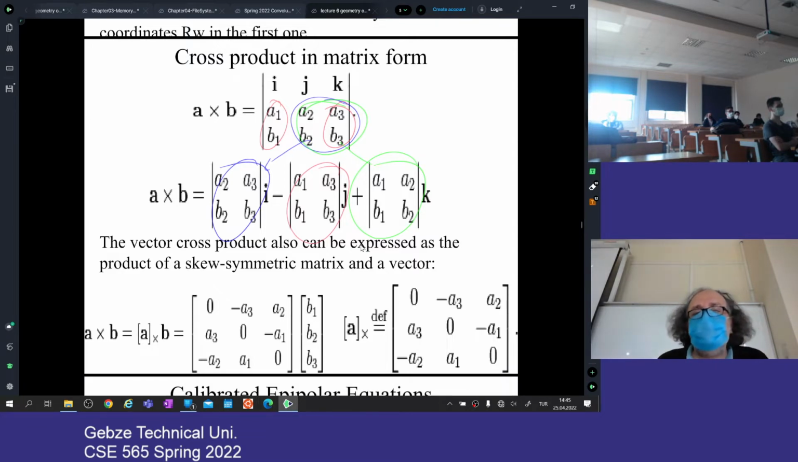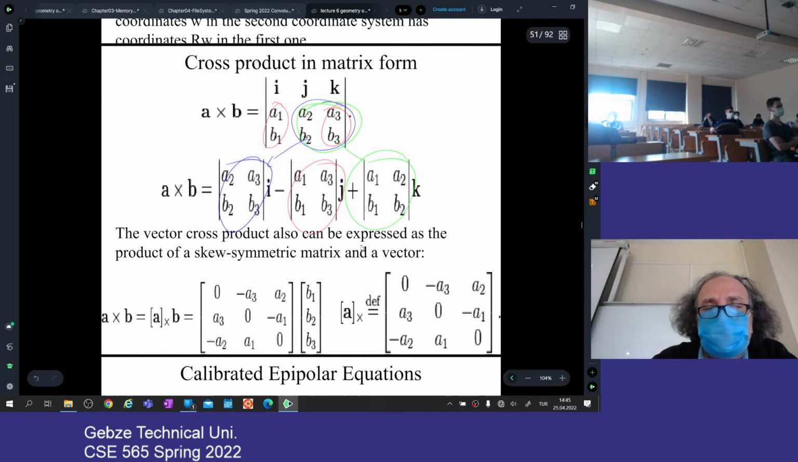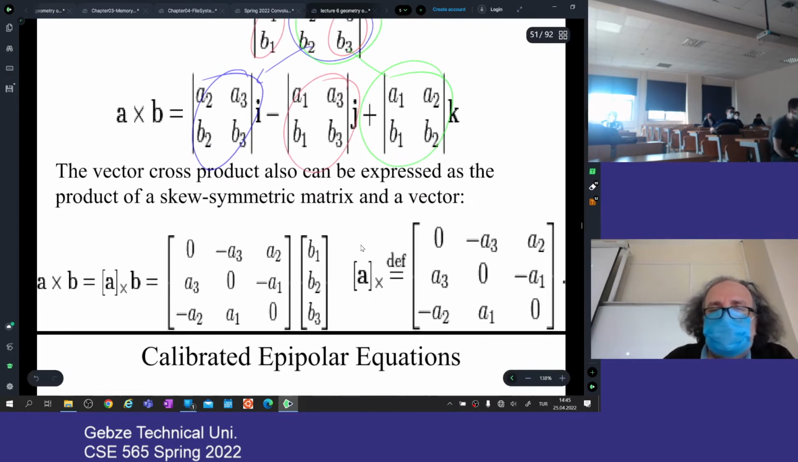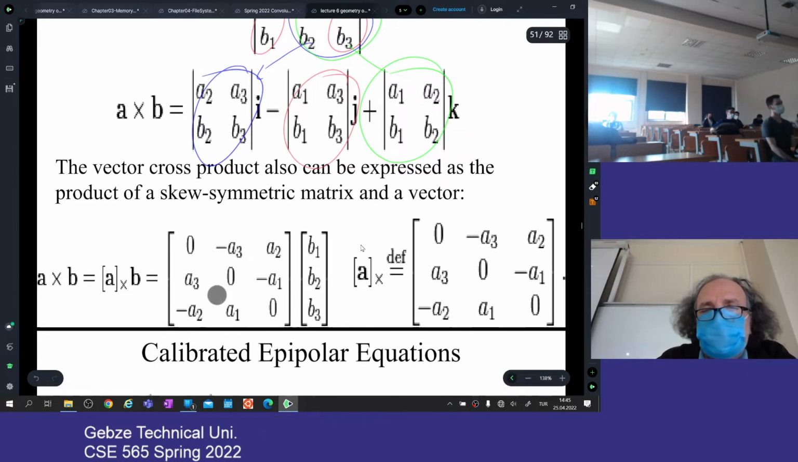People say that instead of doing this, I can do this in a linear way, in a matrix multiplication way. If you are going to take the cross product of A and B vectors, convert A to skew symmetric matrix form. Skew symmetric matrix form.